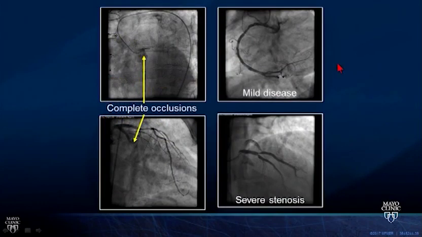And here are some examples. These are some examples of complete occlusions. This is a complete occlusion of the left main here. Here's a complete occlusion of the left circumflex where there's an abrupt cutoff. Here's an example of mild disease. There's no stenoses that are 50% or more in this right coronary artery. And here's an example of severe stenosis of the LAD and diagonal.